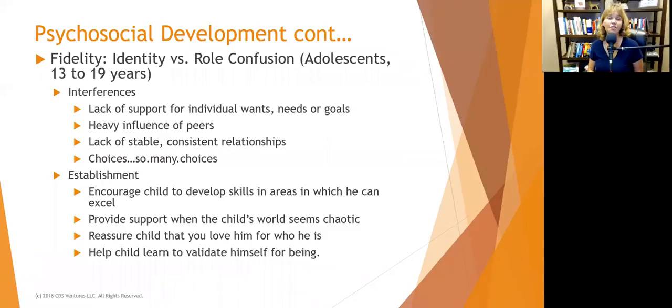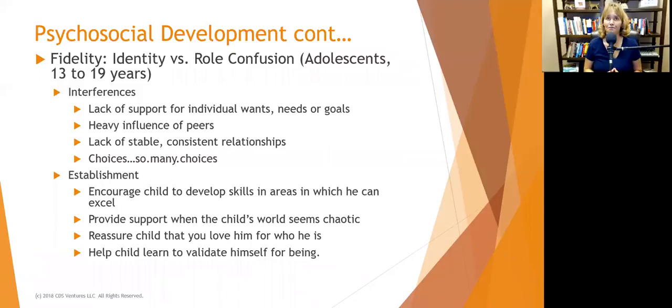They're heavily influenced by peers at this stage. So peers are probably going to be influencing them a lot. And if you don't like their peers as a parent, then there's going to be some clashing. So try to figure out how to support the child, even if they're experimenting with things that you don't agree with as much. They need stable, consistent relationships. Adolescent relationships, just like adolescent hormones, are all over the place.